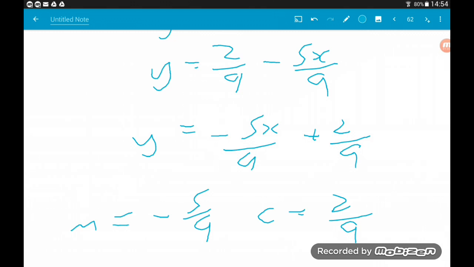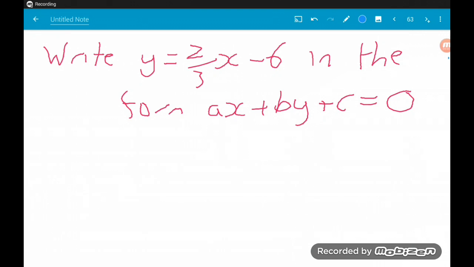Okay, so all we've done there is make y the subject, so we're turning it into y equals mx plus c, and there we go, we've got it. Okay, example 2, we want to write y equals 2/3 x minus 6 in the form ax plus by plus c is equal to 0. So we're doing what we just did but in reverse.